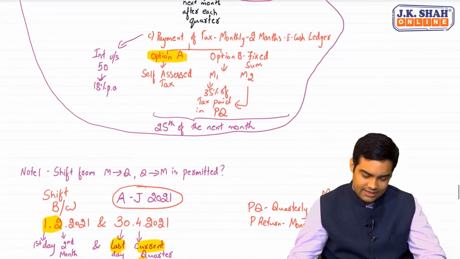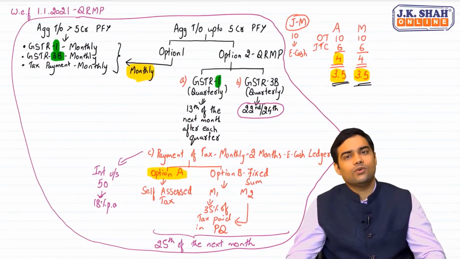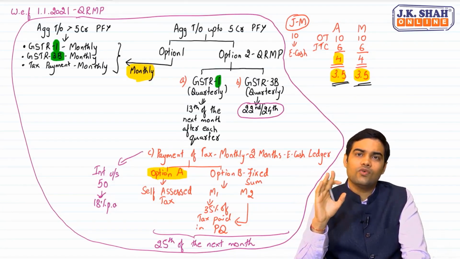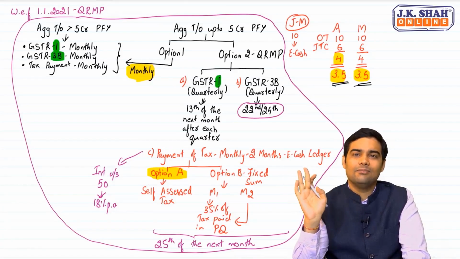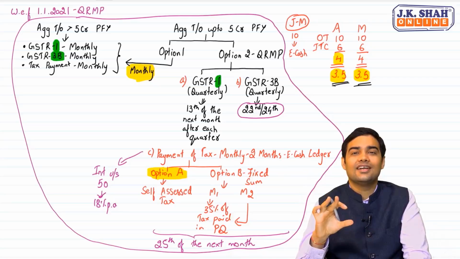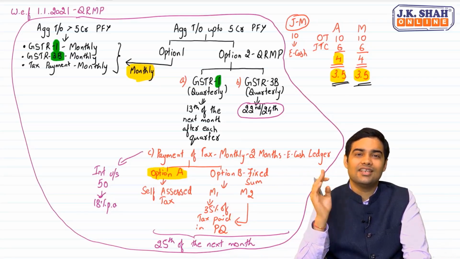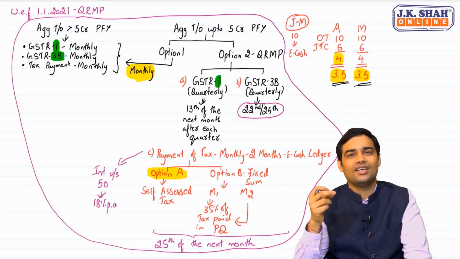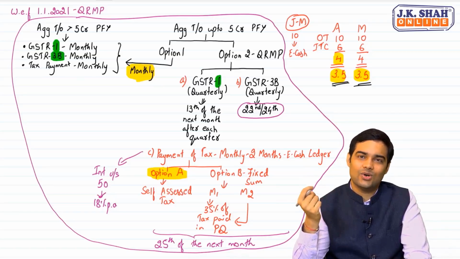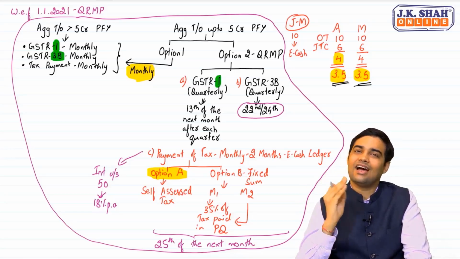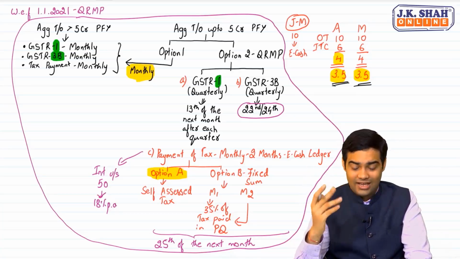Have a look at QRMP again. See this. First, it was introduced with effect from 1st Jan 2021. More than 5 crore turnover in the preceding financial year: no scheme. Monthly GSTR1, monthly GSTR3B, monthly tax payment. Turnover up to 5 crore in the preceding financial year: Option 1, go for monthly. Option 2, go for quarterly return, monthly payment. GSTR1, you will file it quarterly by the 13th of the next month after each quarter. GSTR3B, you will file by the 22nd or 24th of the next month after each quarter. Payment of tax is to be done monthly.